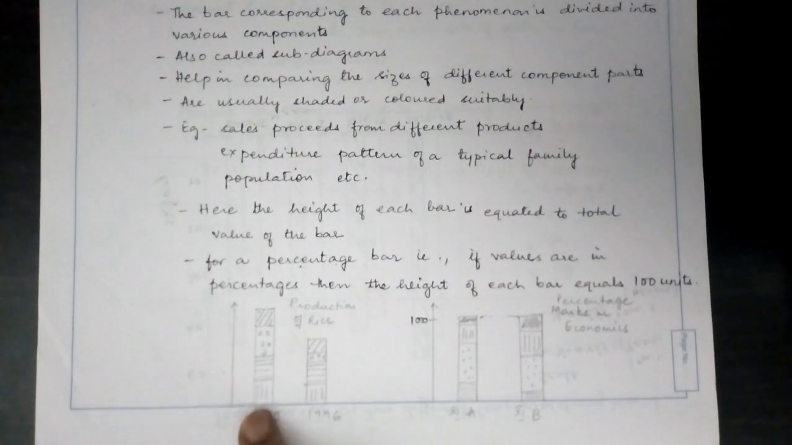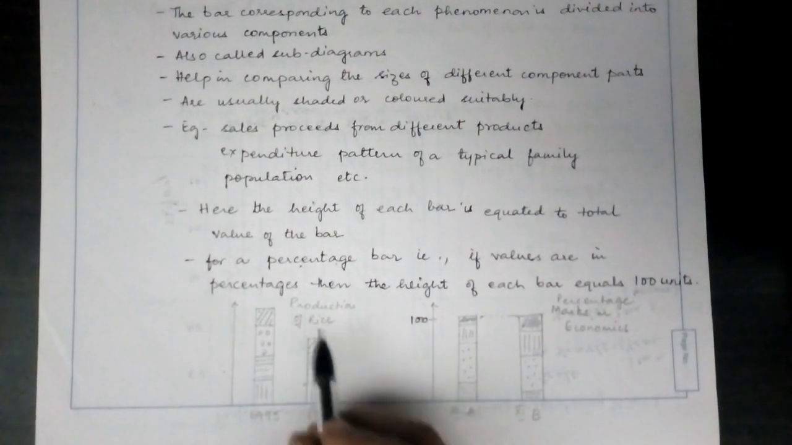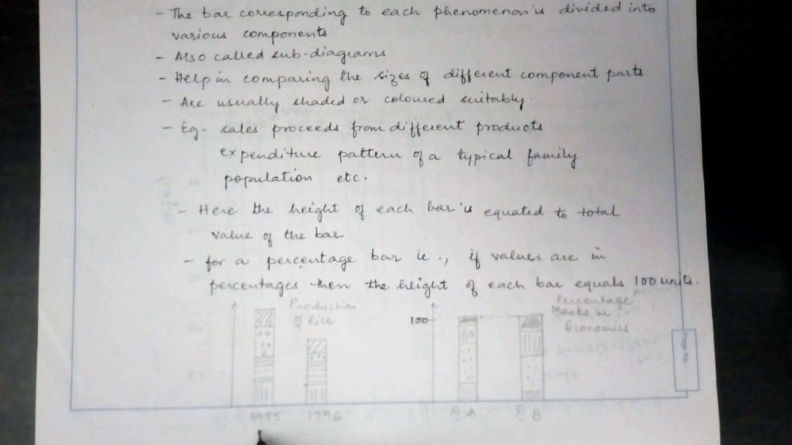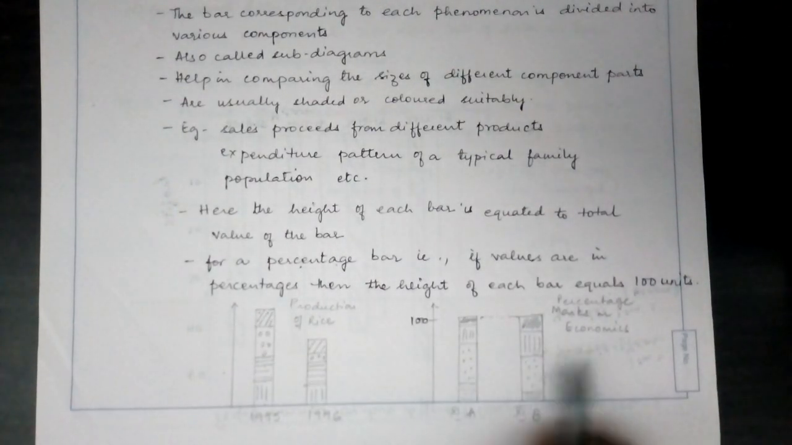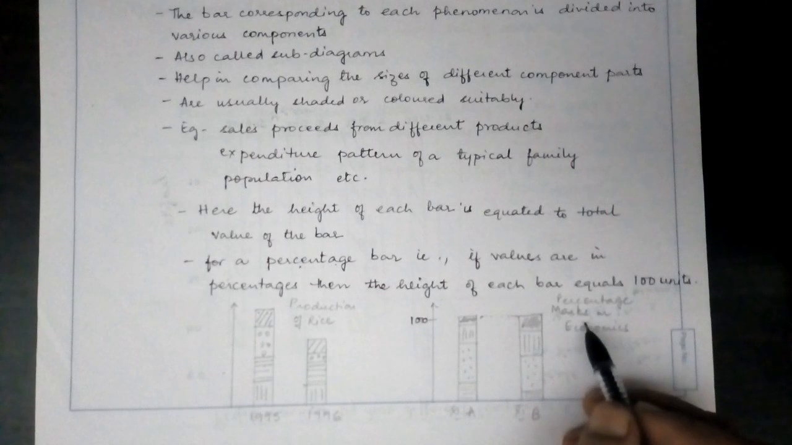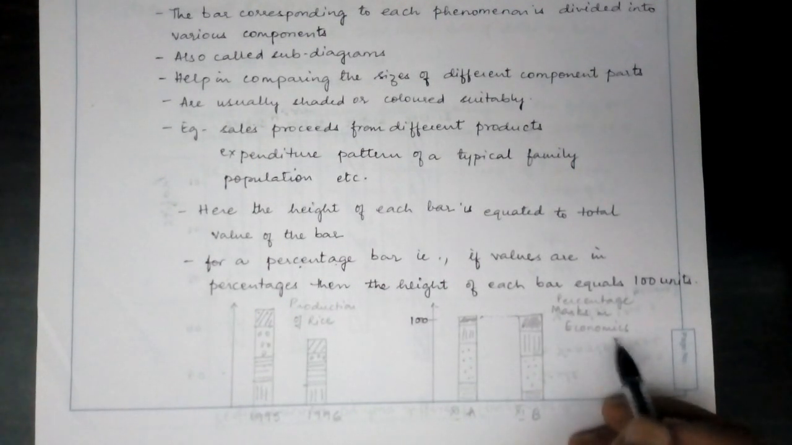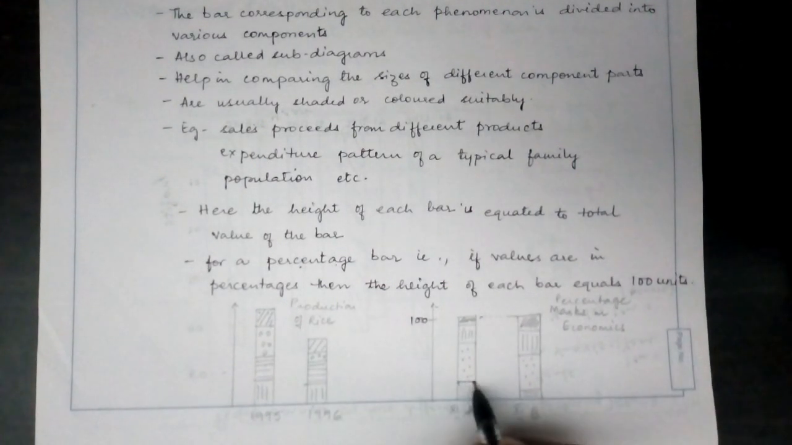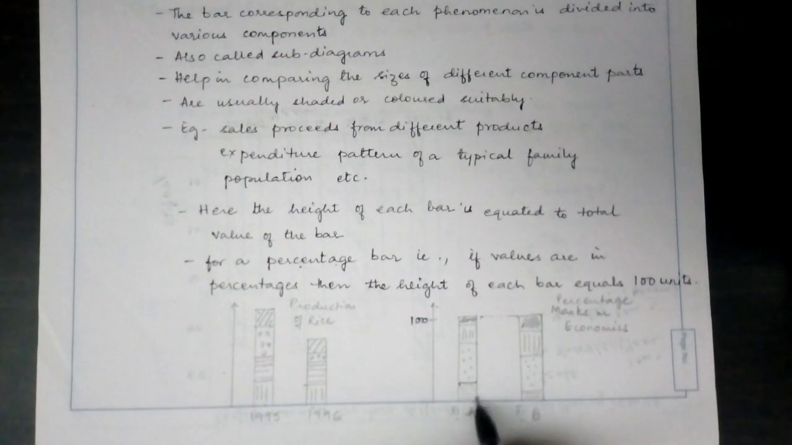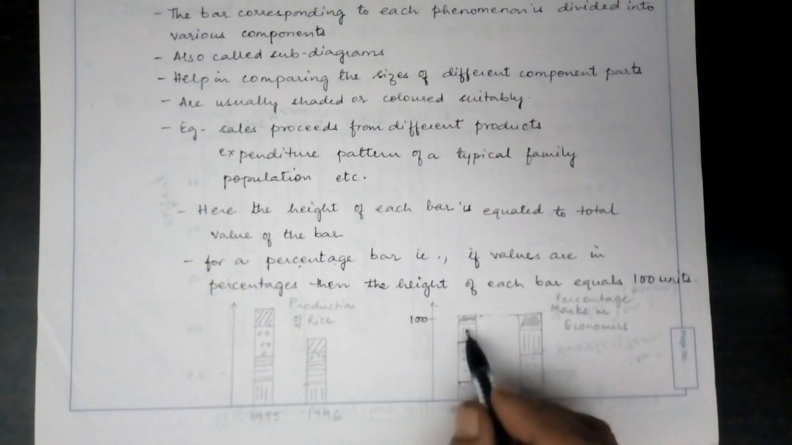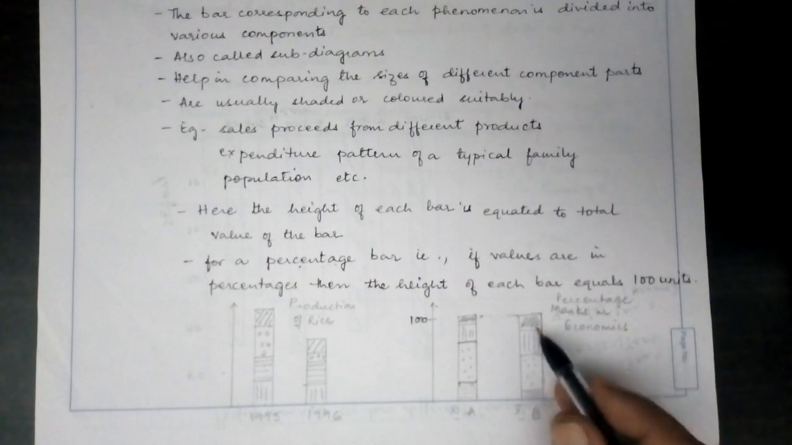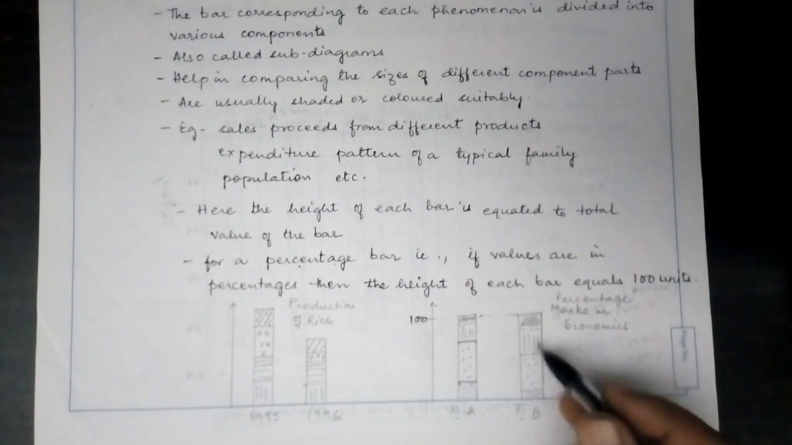Okay, so this is the example for, let us say, production of rice in the year 1995 and 1996 in various states. Then here in the percentage bar diagram, we have percentage marks in economics. So in class 12A, this was the percentage of children who scored certain marks. Then this was the percentage of students who scored a certain mark. Likewise here and here. Similarly in class 11B, the percentages of students who scored marks is shown like this in different compartments or components.